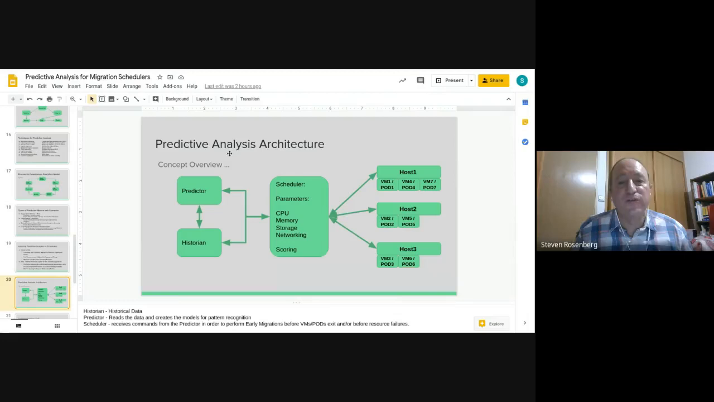So here's a predictive analysis architecture. We have the historian, and it collects the data from the scheduler. The types of data would be information about the CPU, such as a percentage of available CPU as opposed to total CPU, memory, storage, and networking that can consider not only size, but also throughput, as well as scoring. That data could be collected and placed in the historian. The predictor would then read the historian and create a prediction based upon the data, such as whether to perform a live migration, and then it could send a trigger to the scheduler to do just that.